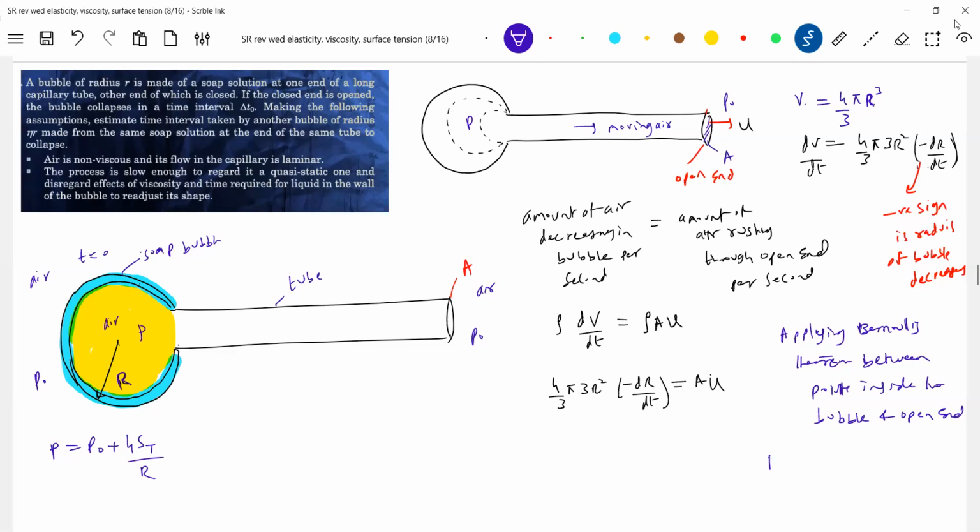What is the pressure there? P. So the air starts rushing here. So what can we take for this one? This will be a test. So P is equal to the outside pressure, P naught, plus rho u square.